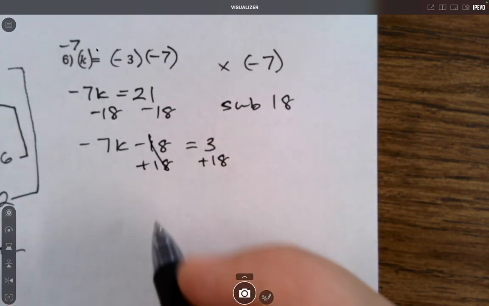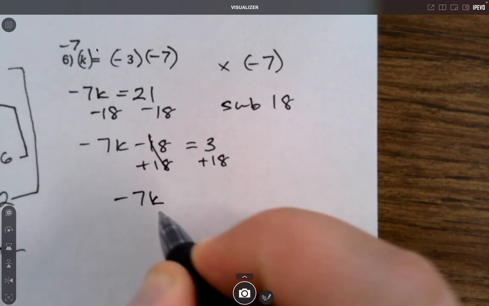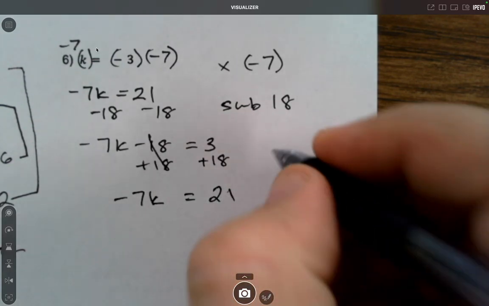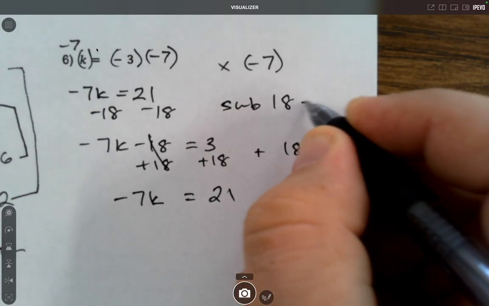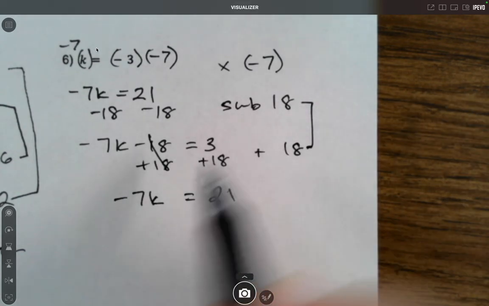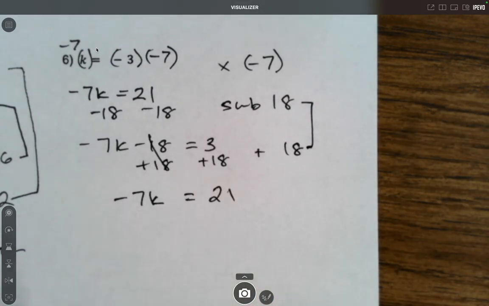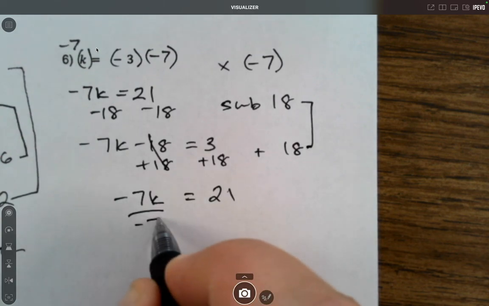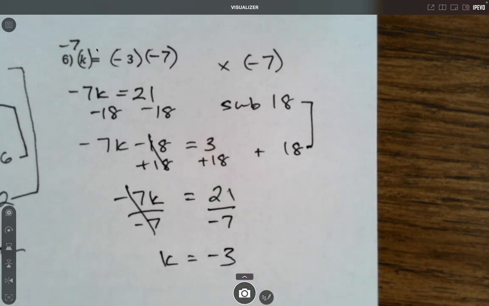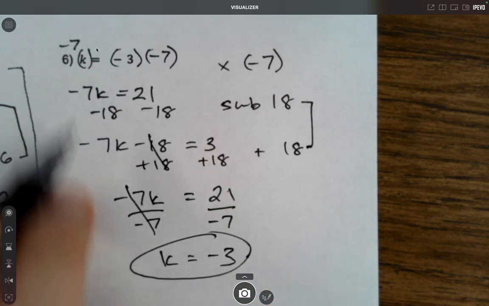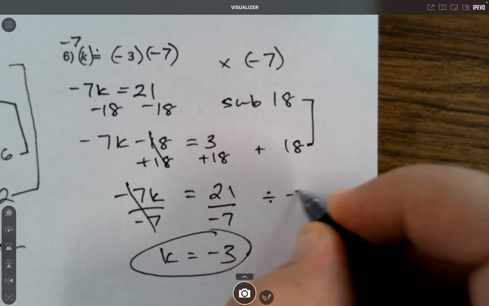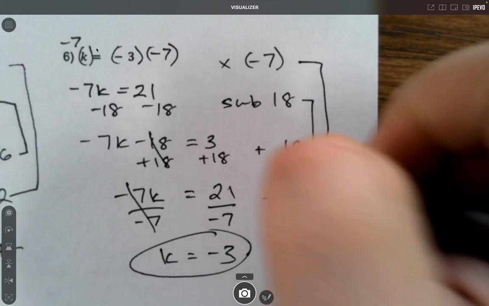So that negative 18 plus 18 is 0. 7k minus 0 is 7k. 3 plus 18 is 21. So we added 18. See the parallel right there. Now he multiplied by negative 7, which you can see right here, it's negative 7 times k. So we've got to do the opposite and divide by negative 7. And we get the answer he started with. And again, you can see the parallel. We divided by negative 7. So it parallels with what he did first.